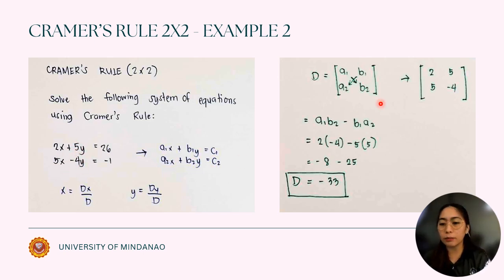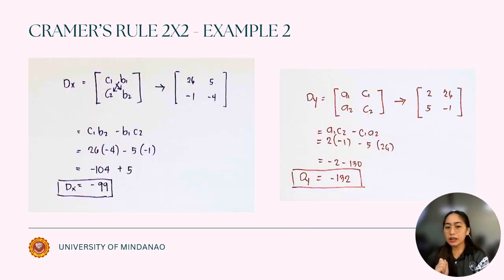So we will cross multiply them. 2 times -4 here, minus 5 times 5 here. So 2 times -4, that's -8. Negative 5 times 5 is negative 25. So negative 8 minus 25, that's negative 33, which is not equal to 0. So we know that it has unique solutions, and we can proceed with finding the d sub x and the d sub y.